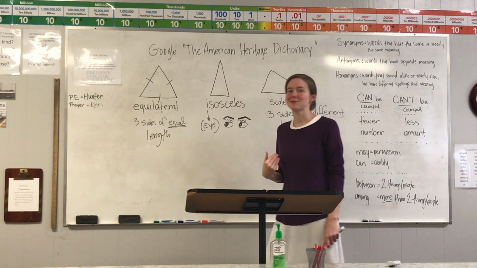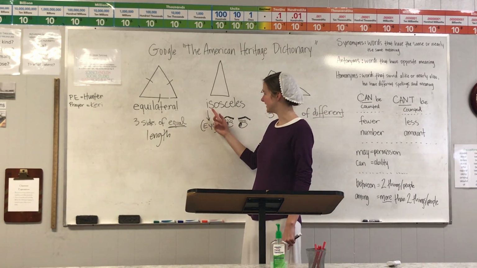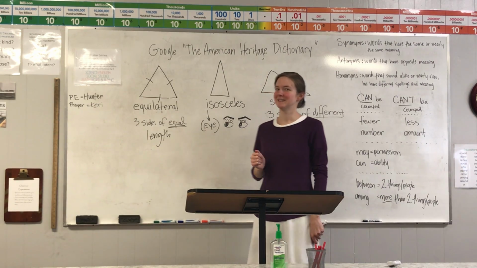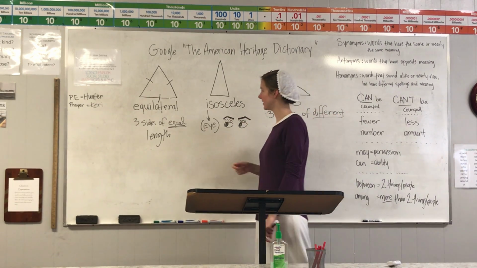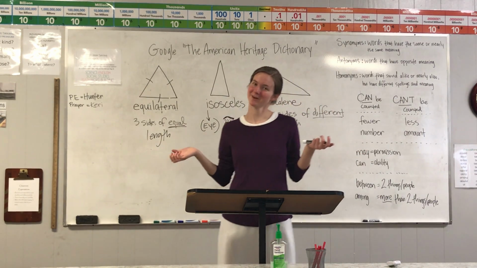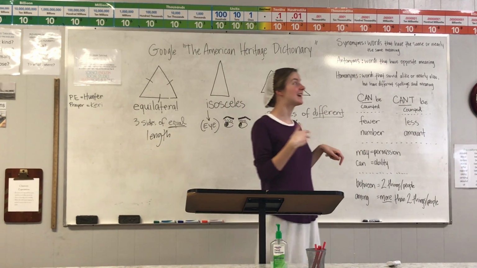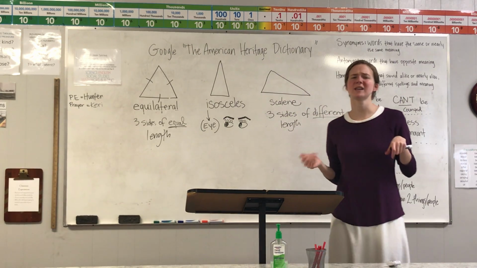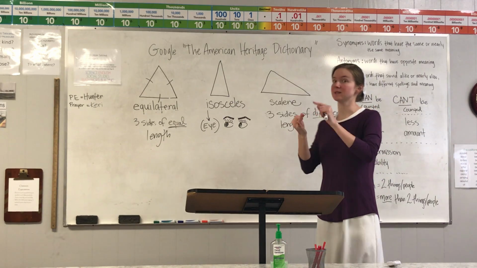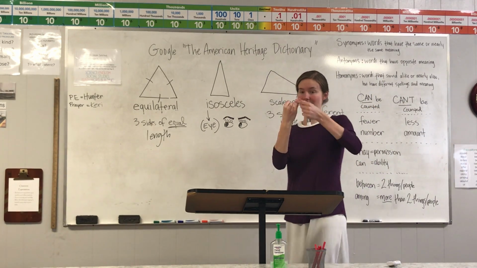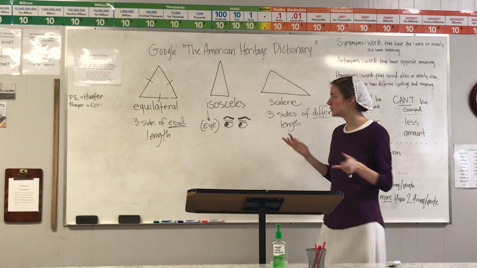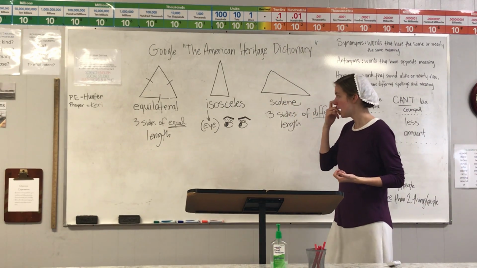The next type of triangle is anyone brave enough to say it? Allie, how do you think you say this word? Isosceles. Kind of a fancy word, isn't it? It's a lot of S's. Isosceles. I often say isosceles, but the book says isosceles, like 3 syllables, and I say isosceles. I'm not too picky about how you say it, because both of them are really close.